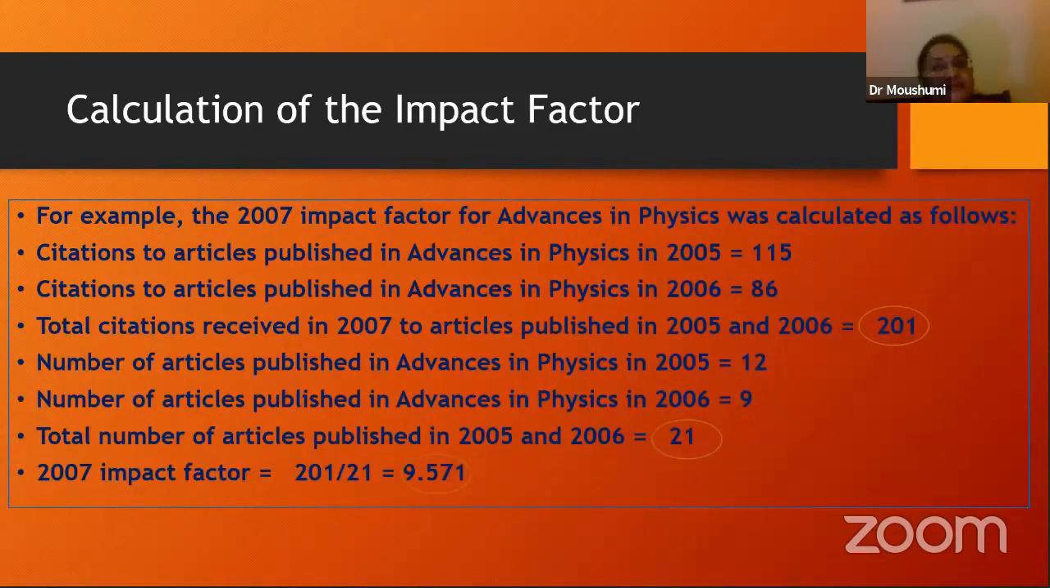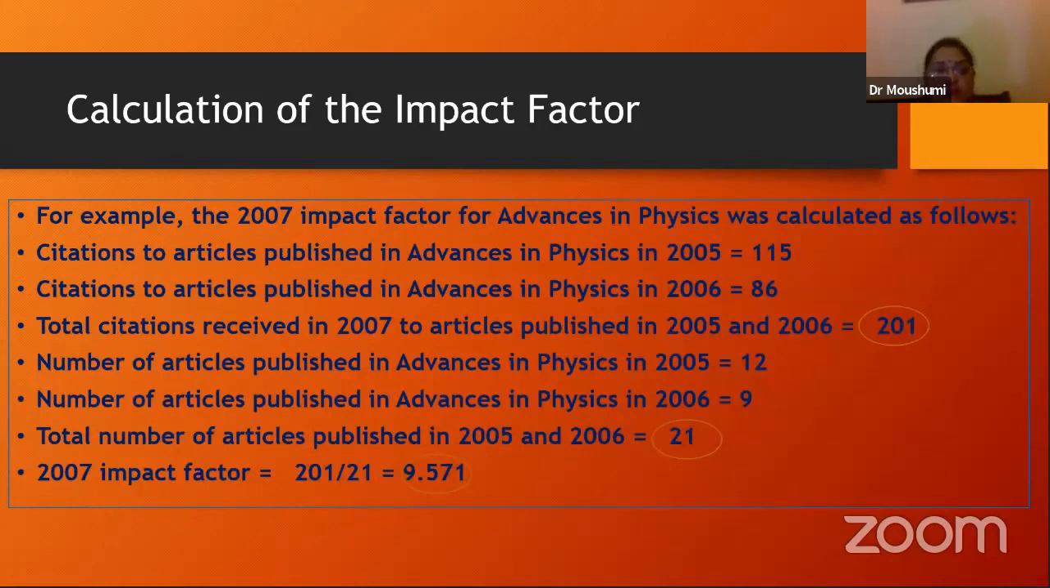For example, in the year 2007, for a particular journal, Advances in Physics, I want to find out how the impact factor was calculated. As I said, I require 2 years of preceding data, so I will require data of 2006 and 2005. Citation of articles published in Advances in Physics in 2005 was 115. That means whatever articles were published in this journal in 2005, they were cited 115 times by researchers all over the world. In 2006, for all the articles, the citation number was 86. If I add up 115 and 86, it is 201.